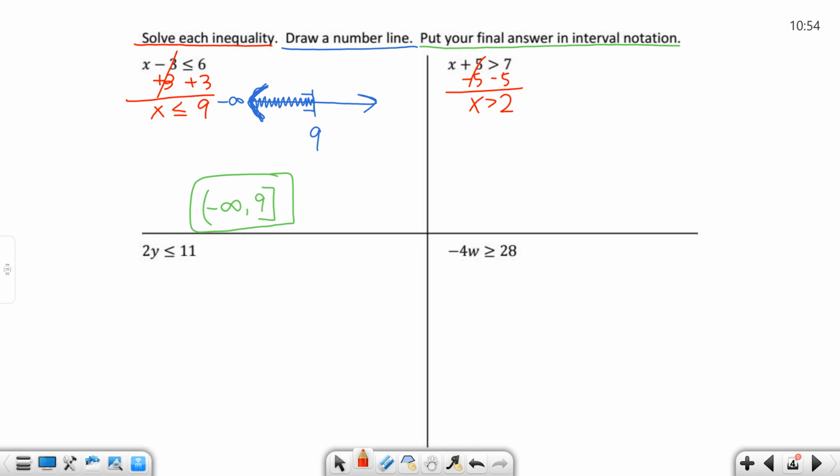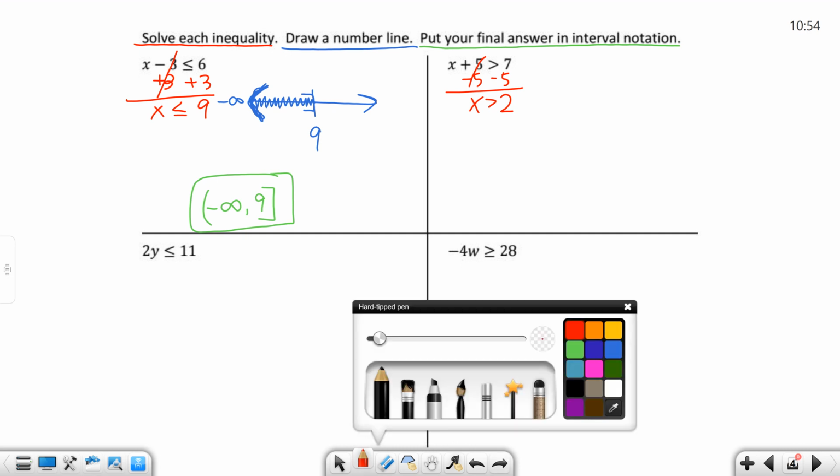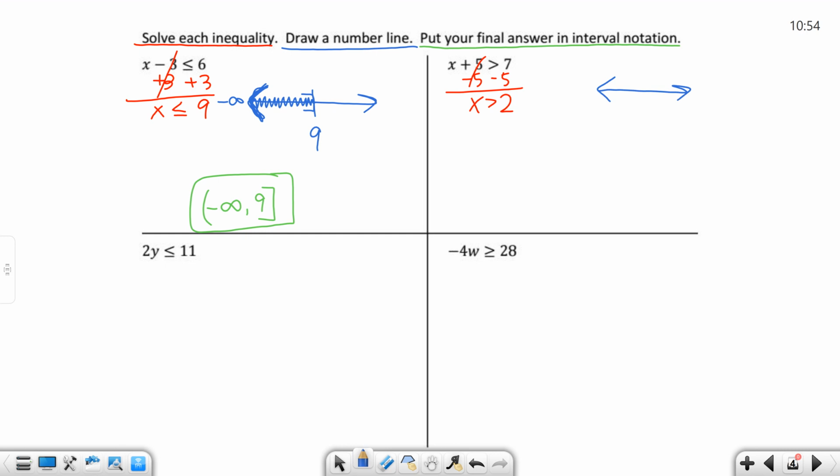I'm going to put my x's or variables on the left because it just makes it easier. When I say x is greater than 2, I know that, hey, that means to the right. And if you put your variable on the left, this points to where you shade on your number line every time. So that's my inequality. Let's look at my number line. So my number line here, I got the number 2, and greater than 2 is to the right.